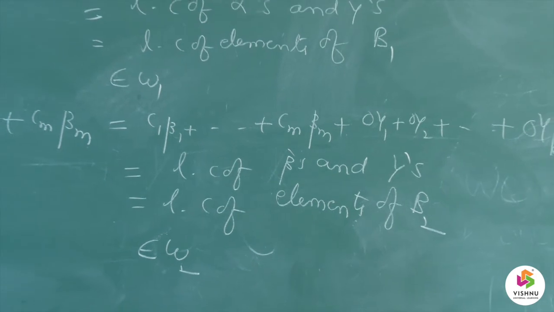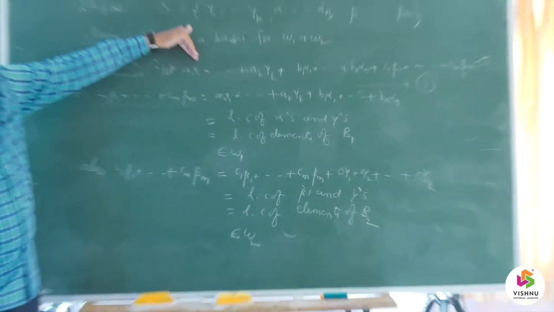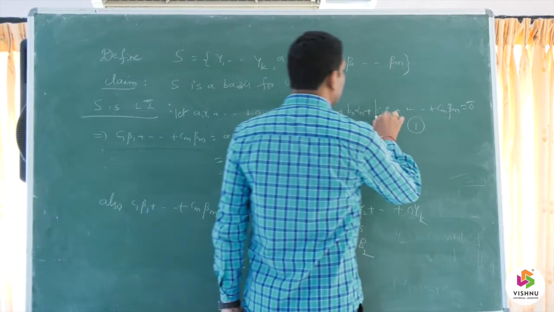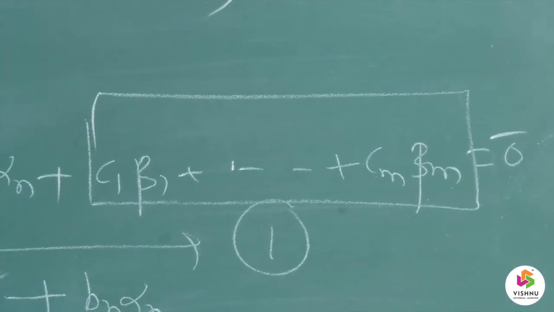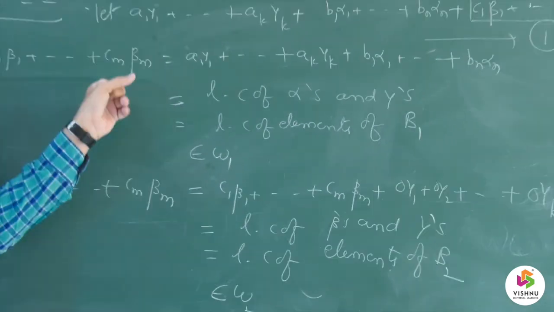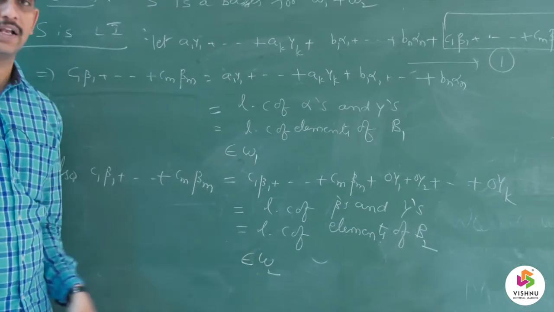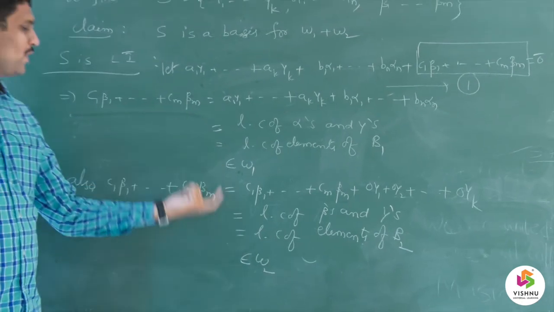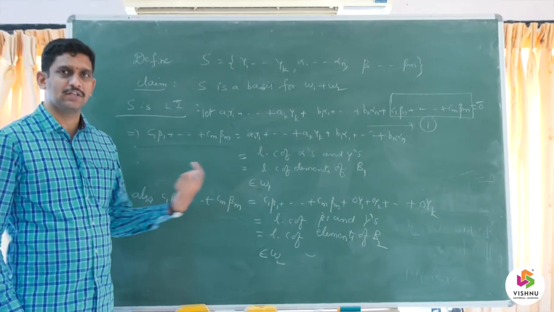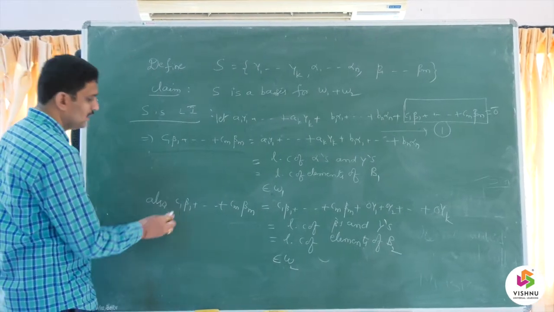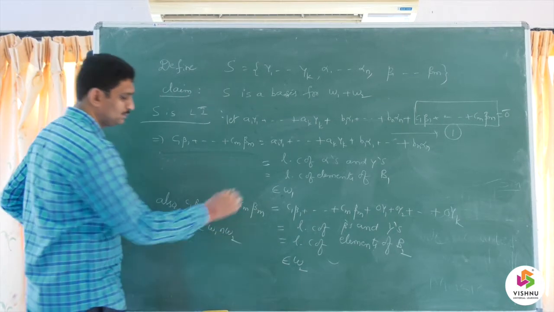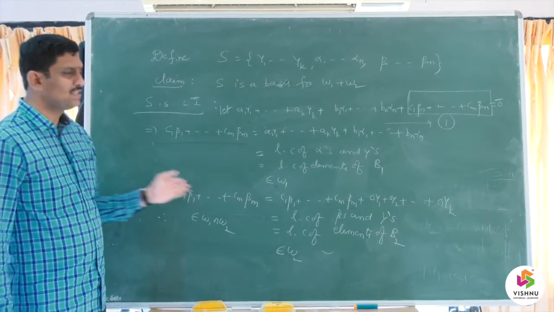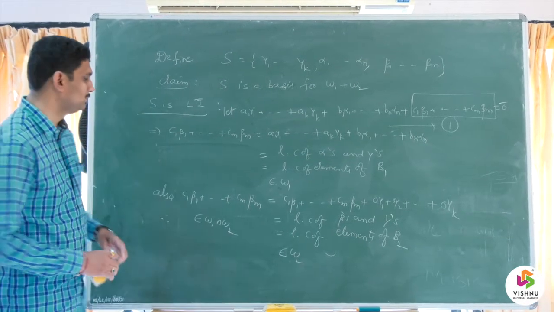Now observe what I did. Again I will repeat. This is my equation 1. In equation 1 I have taken this portion, right? And I proved that this portion belongs to W1 and also the same portion will belong to W2 as well. So this belongs to W1 and W2, which means this belongs to the intersection. So what I confirm, therefore, is that C1 beta 1 plus so on plus Cm beta m belongs to the intersection. Okay? Any queries? Right. Now erase this part.